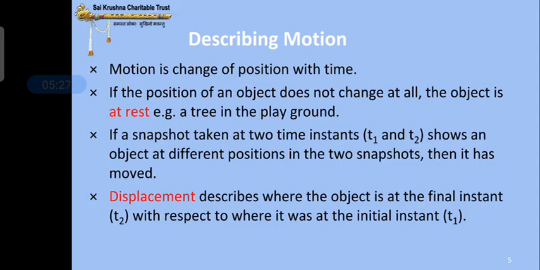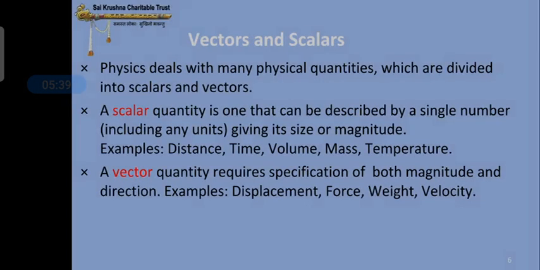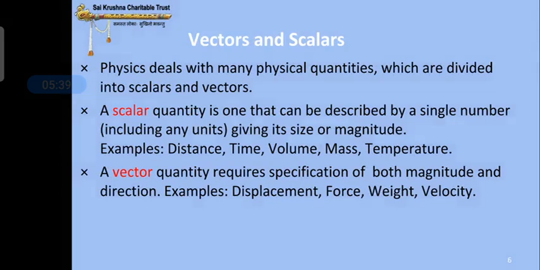It does not bother about the distance traveled by that object. It is just the initial instant and the final instant. So whatever is the distance is called as displacement. And next, coming to the vectors and scalars.